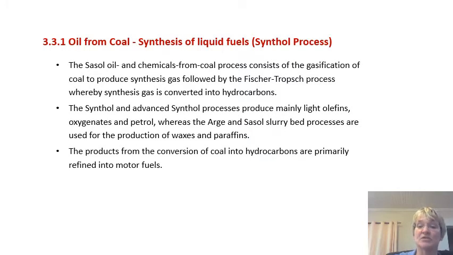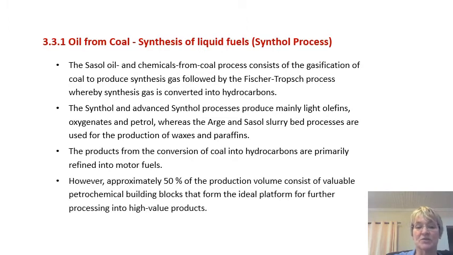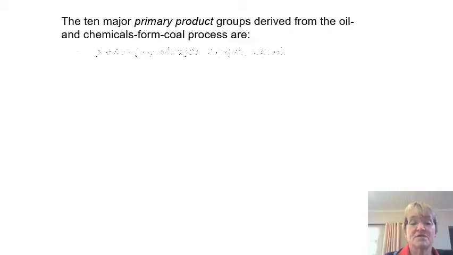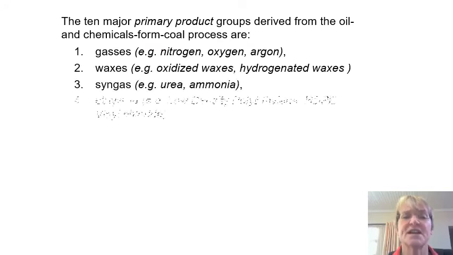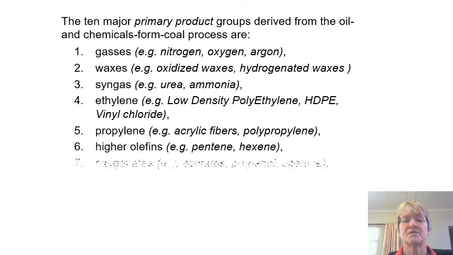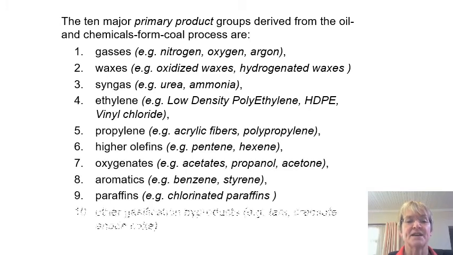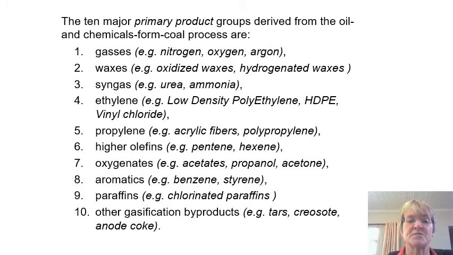The products from conversion of coal into hydrocarbons are primarily refined into motor fuels, as we mentioned before. Now let's have a look at the other products, some of them very high value products for Sasol, that are also produced in the Synthol reactor. The products coming from here, there you have your 10 major products from the Fischer-Tropsch process: gases, waxes, syngas that is producing urea and ammonia, ethylene for plastics, propylene for also the same, higher olefins, oxygenates, aromatics, paraffins, and gasification products like tars, creosote, coke.